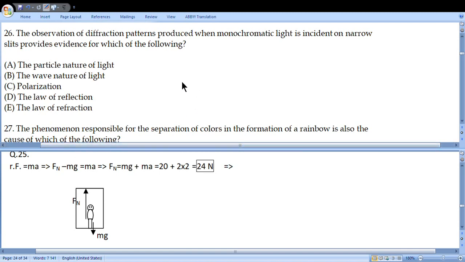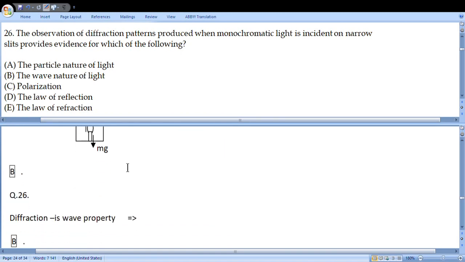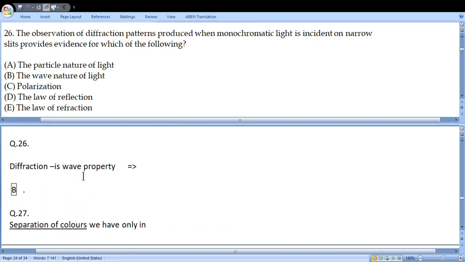The observation of diffraction pattern produced when monochromatic light is incident on narrow slits provides evidence for which of the following? Observing diffraction. So diffraction is wave property. So where we have wave property, wave nature of light. So it is B.